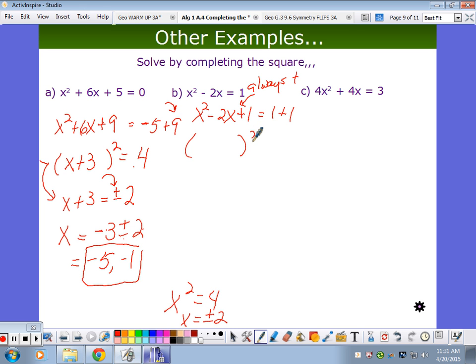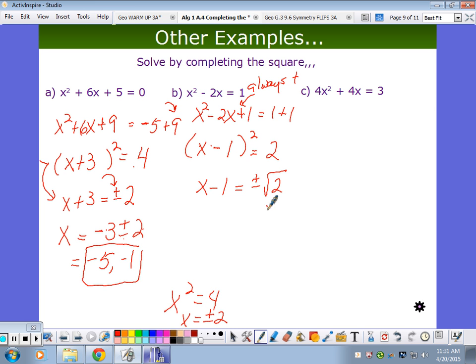Turn this into its perfect square binomial here. What is that? Right, square root of that, square root of that, is this sign, equals 2. Now I'm taking the square root of both sides. And 1. Plus or minus square root of 2. The square root of 2 is not 1. It's whatever it is, 1.4, blah, blah, blah.